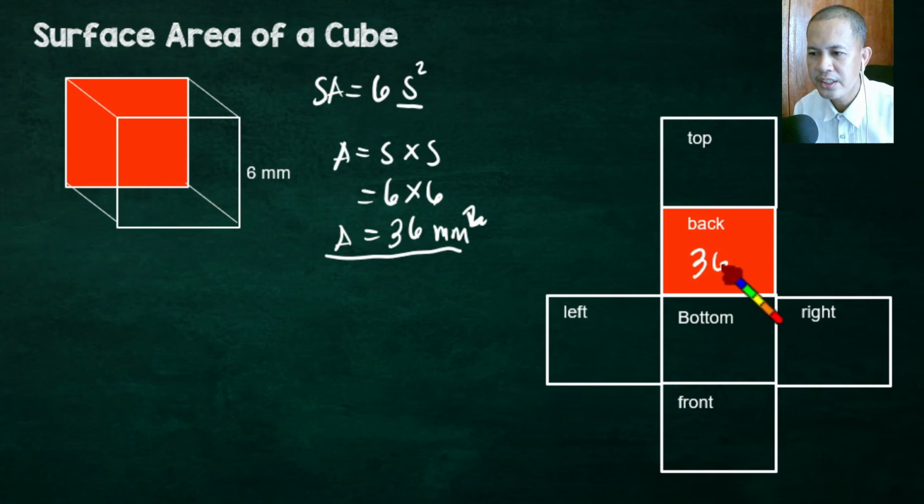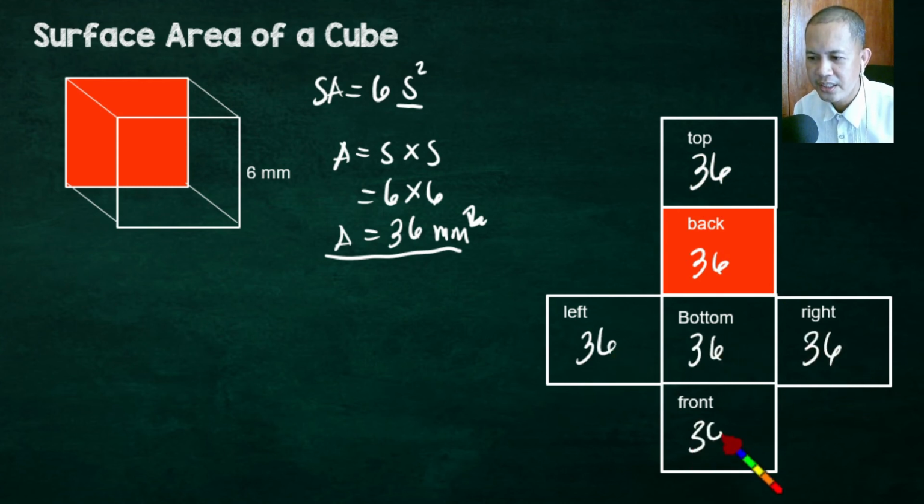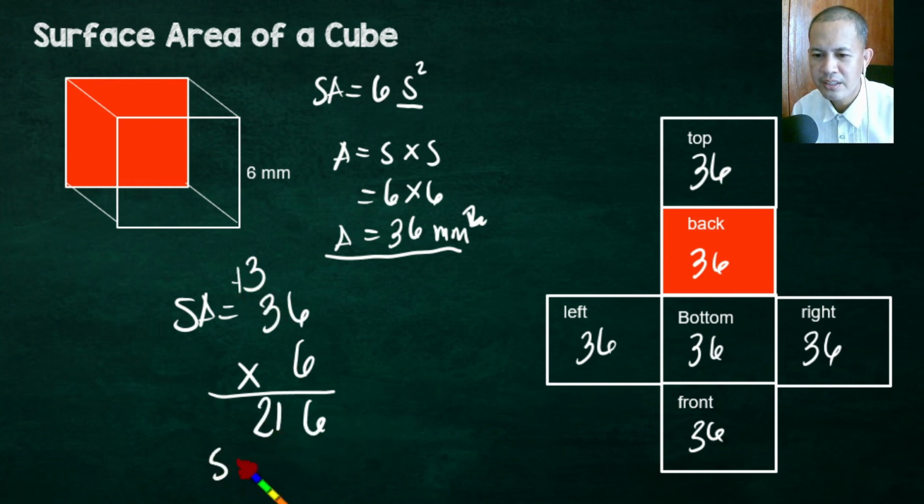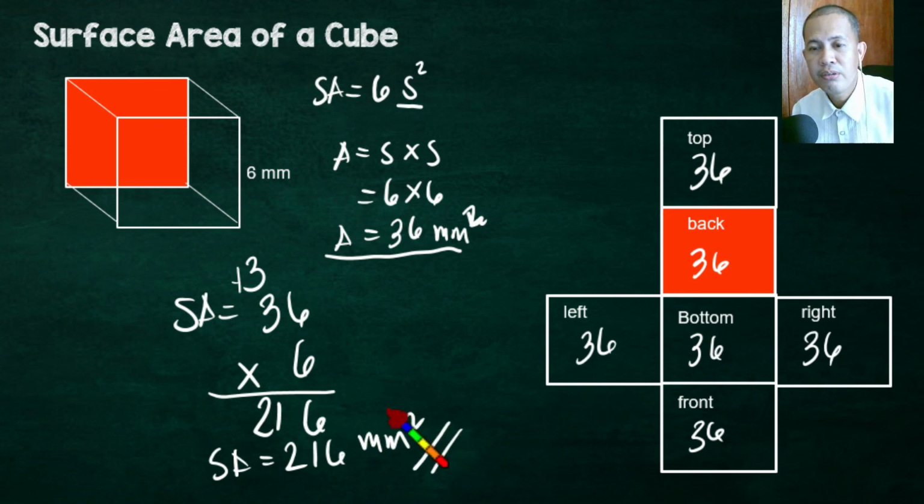So, this is 36. This one also is 36. This one is 36. Ito din ay 36. 36 and 36. So, ibig sabihin niya ng ating surface area is 36 times 6 faces. So, we have 6. 6 times 6 is 36. Carry 3. 6 times 3, 18 plus 3. That is 21. So, ang ating surface area is 216 millimeter square.